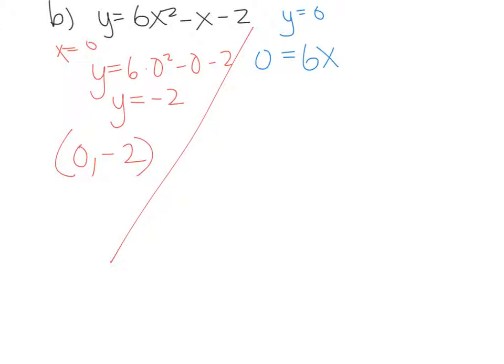Oh, you always do y equals 0 to find out your x. Correct. You always set y equal to 0 to find your x-intercepts. This one for me is not easy to factor, so I would use the quadratic formula.